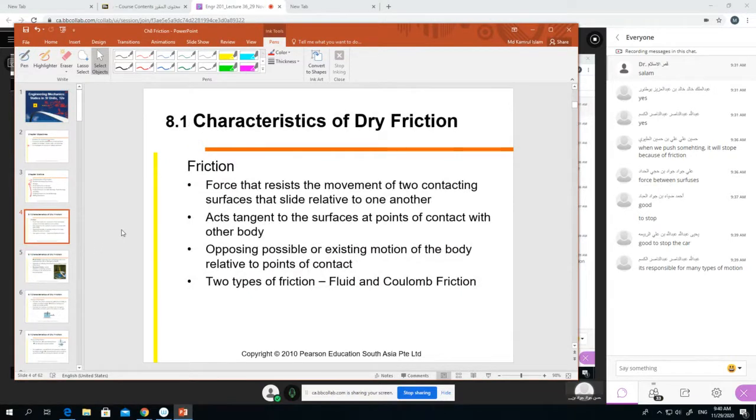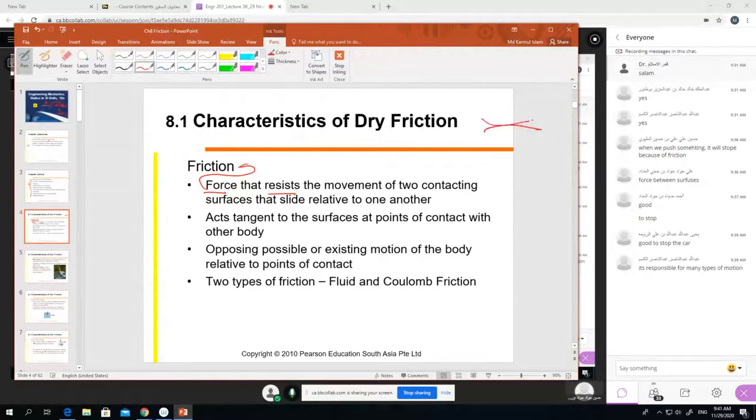So friction force resists the movement of two contacting surfaces. What is friction? Friction, I told you, is resistance. Friction is a force. First, friction is a force that resists the movement of two contacting surfaces that slide relative to one another.